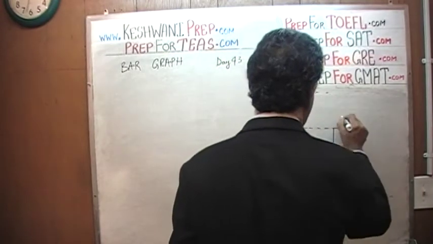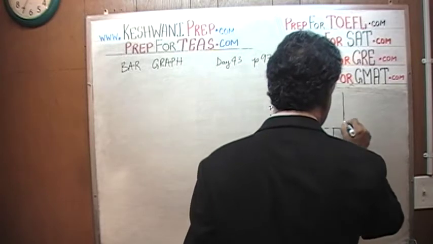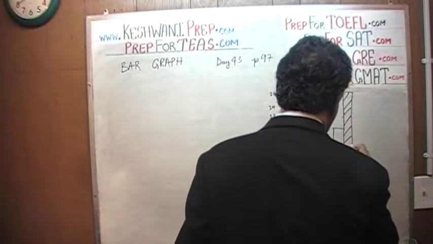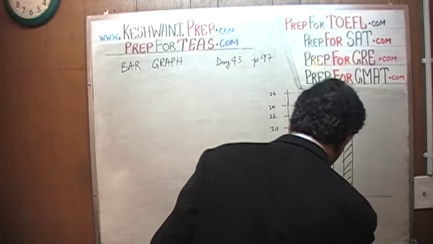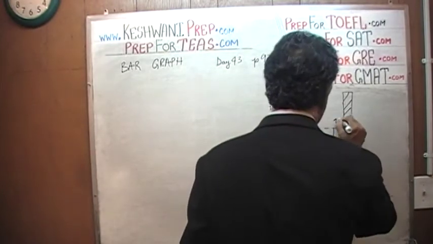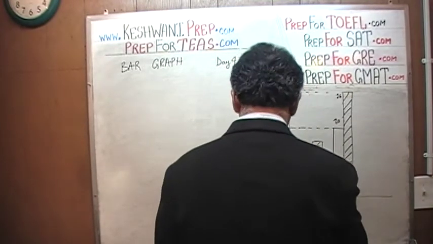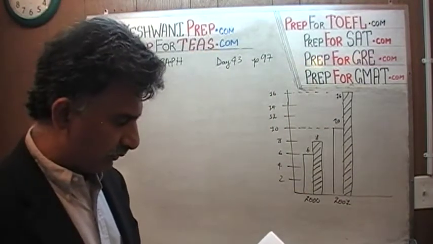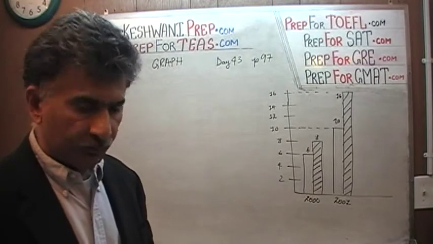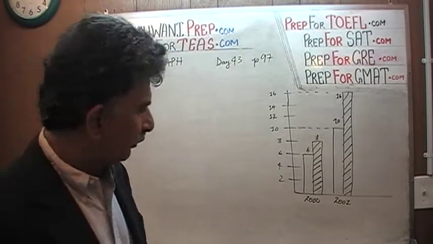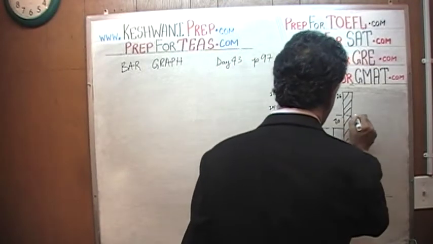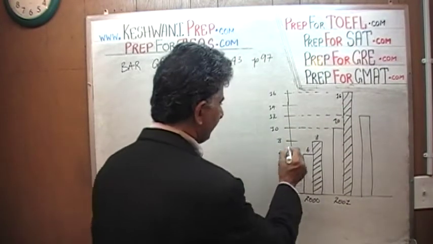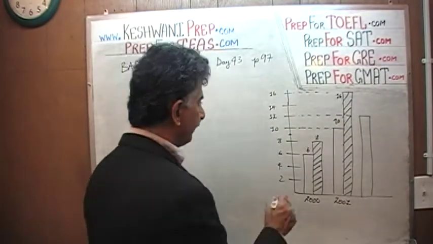16 is going to be way up here. 2001, 10 and 16. This one was 6 and 8. I need to squeeze in two more years, so I cannot be so liberal with my usage of this space. In 2002, we have 12 and 9. 9 is going to be somewhere between 8 and 10, obviously.